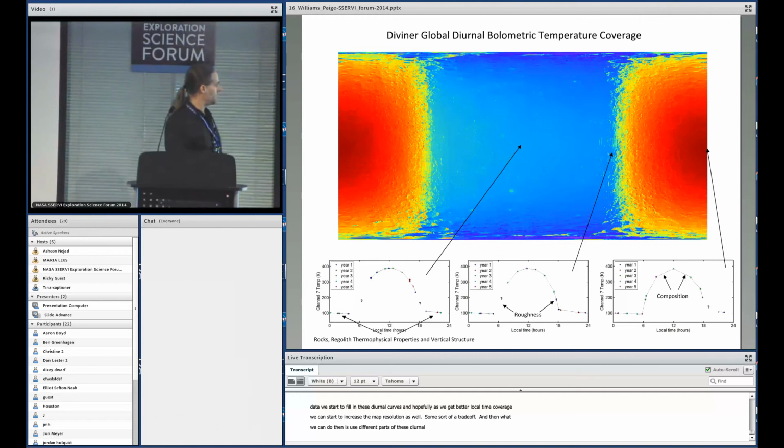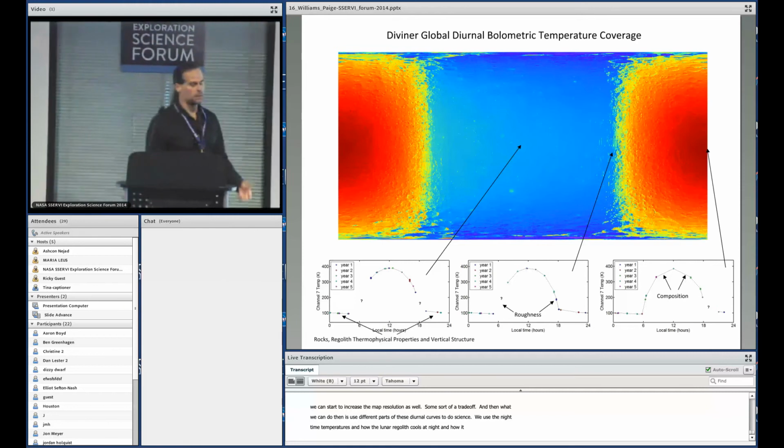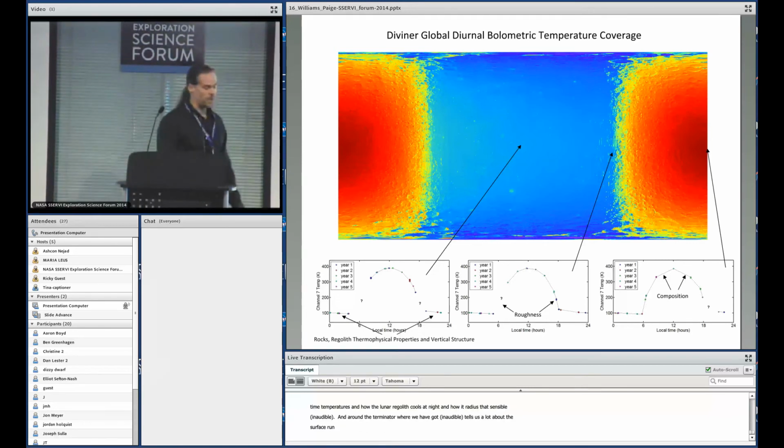We use the nighttime temperatures and how the lunar regolith cools at night and radiates away the sensible heat that it's stored up during the day. It tells us a lot about the thermophysical properties of the regolith. And around the terminator, where we've got low sun angles, that tells us a lot about the surface roughness of the moon. And then we use the noontime temperatures for getting at some of the compositional information.